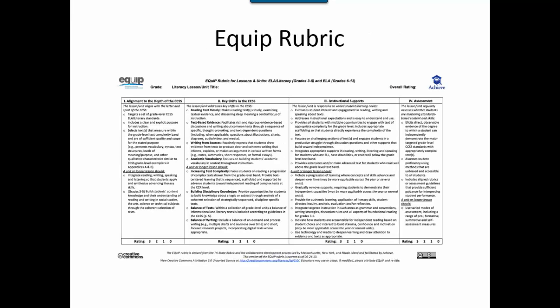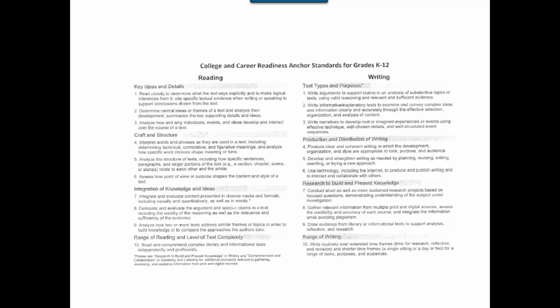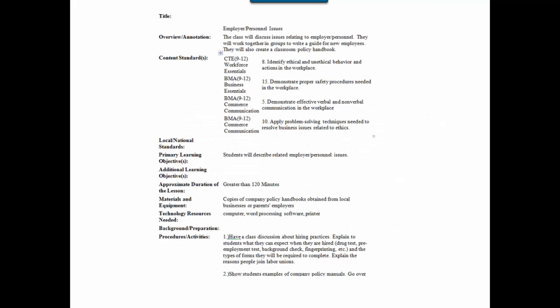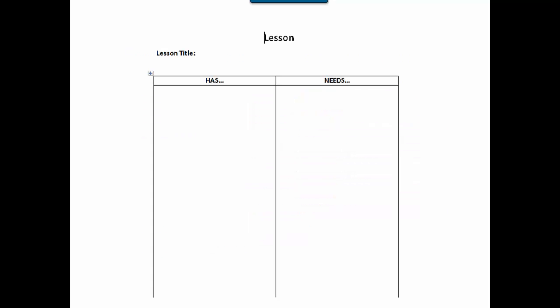The Equip rubric, which we've already gone over. Literacy standards for grades 6 through 12. This is a comprehensive list of literacy standards for history, social studies, and technical subjects. College and career readiness anchor standards for all grades. The CTE lesson plan to evaluate. Standards used in that CTE plan. You have the lesson analysis graphic organizer.